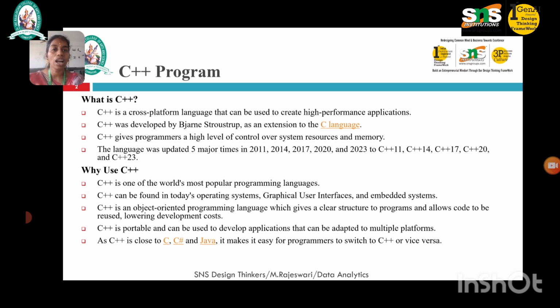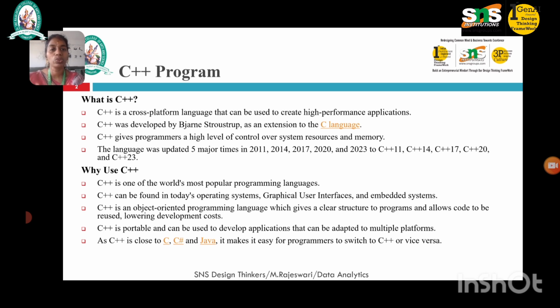To see how it was upgraded: in the starting it was C++ 11. Then after the update it was named C++ 14. The next version of C++ is C++ 17. Likewise, C++ 20 and C++ 23 are the next versions of the C++ language.